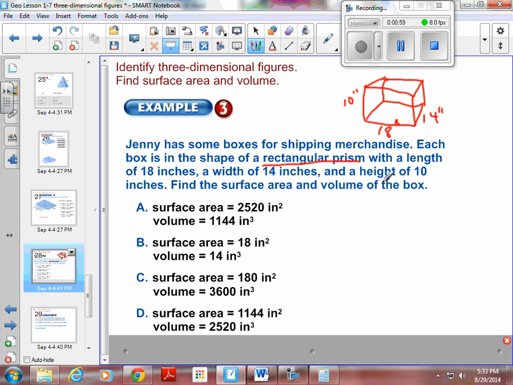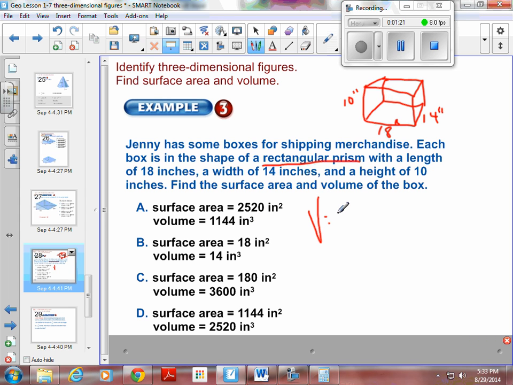Find the surface area and volume of the box. So let's look through these. They're all different surface areas. Are they all different volumes? They're all different volumes. So since it's a multiple choice question, look and see which one's easier for you to compute. Is it easier to do surface area or volume? Completely up to you. For me, it's easier to do volume.